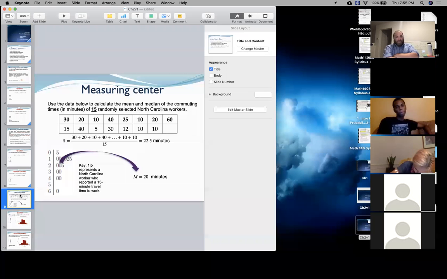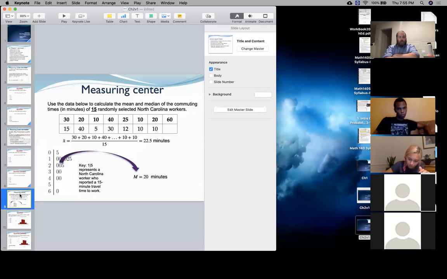Because every one of those numbers ends in the unit place, my leaf is going to be the units number, and my stem is going to be the numbers that come before it. In this case, there's only one number before it. The smallest number here is 5, correct? So 0, 5. The largest number is 60, so 6, 0. And we do every stem in between. So 0, 1, 2, 3, 4, 5, 6.